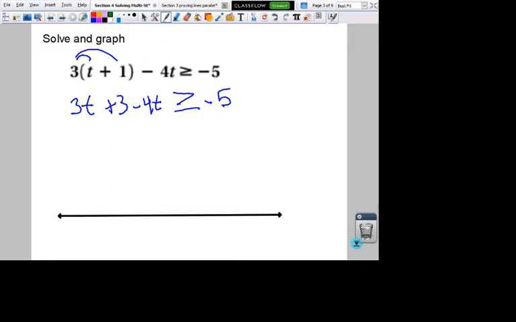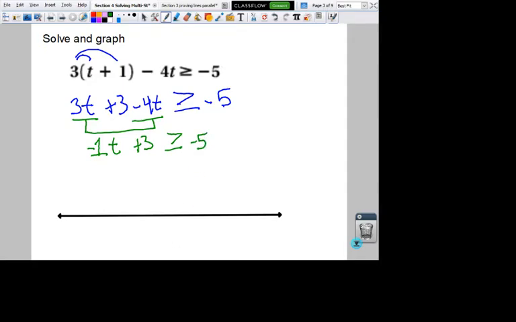Alright, so I've got a couple t's right here. So I'm going to have to combine these 2 t's for my like terms. We're going to combine like terms because they're on the same side here. So I have 3t minus 4t. Remember, when they are on the same side, we just do whatever we see. So 3 minus 4 is negative 1. I have negative 1t. I still have plus 3. It's still greater than or equal to negative 5.